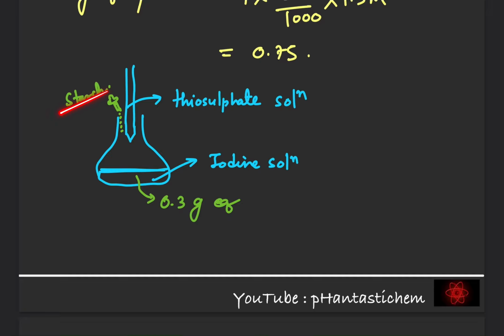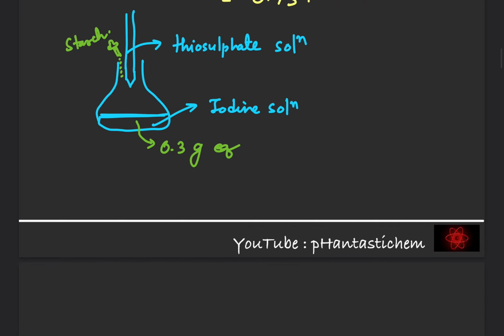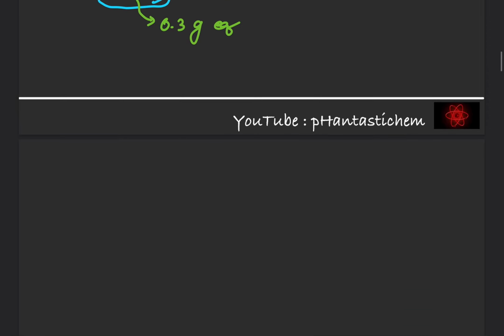Okay, so starch reacts with even trace amounts of free iodine to form an intense deep blue black complex. An endpoint is reached when even the last bit of iodine reacts with the thiosulfate solution, causing the blue color to completely disappear. Okay, so that's why starch is used as an indicator to find out when the reaction has been complete, when there is no iodine left. Okay, so with respect to reactions, we have to know that thiosulfate ion gets oxidized to tetrathionate ion. Very important.